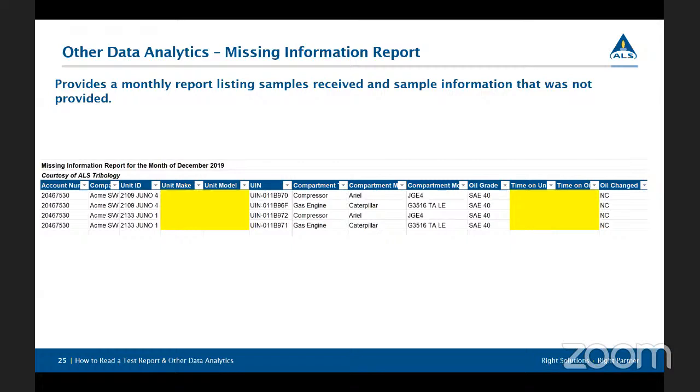And so here you'll see it just highlights for every sample that we get what information is missing. Perhaps we don't know what the unit make and model is. Perhaps we didn't know how much time was on the oil. That's why it's really important to include that information. So we have a monthly report that goes out to let you know what's been missing.